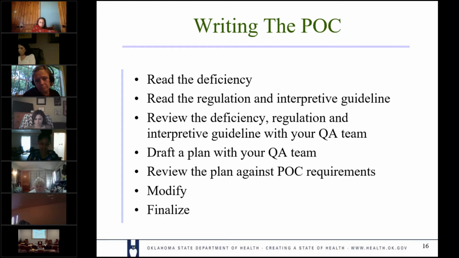When we're writing the POC, you want to read it. You want to read the regulation and the interpretive guideline if needed. And that part of it's right there on the paper when we send you the deficiencies. If you need to go look at the deeper meaning, then you can go to the reg book and look at it. But the basic statement is right there. Review the deficiency, the regulation, and interpretive guideline with the QA team and draft a plan with your QA team. Review the plan against the POC requirements, modify it if needed, and finalize it.